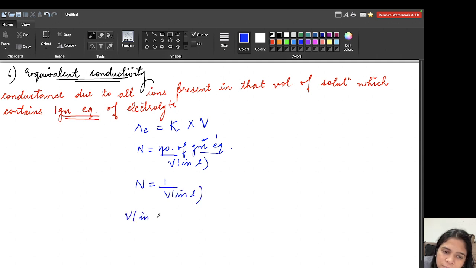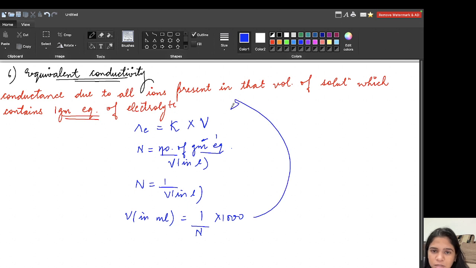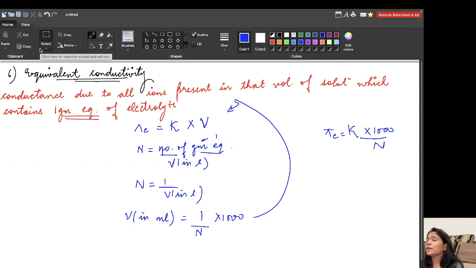If I want volume in milliliters here, what do I have to do? 1 upon N into 1000. Same thing here, just substitute. What will you get? Lambda E, actually this is called equivalent conductivity, equals kappa into 1000 by N. So this is all about your molar conductivity and your equivalent conductivity. The conductivity of all the ions present in 1 gram equivalent of electrolyte is called equivalent conductivity.